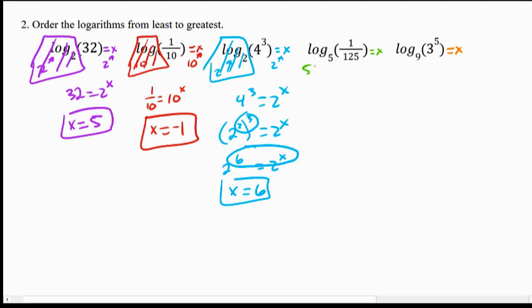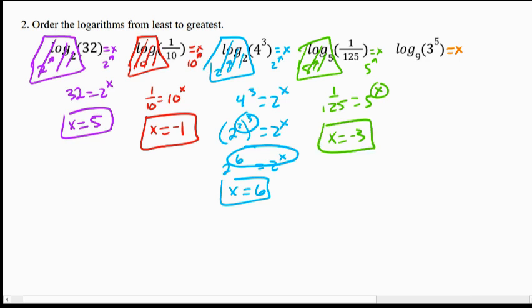Next one here, raise both sides with a base of 5. 1 over 125 equals 5 to the power of x. Now I need to know not only is it negative because it takes the reciprocal, but it also is to the power of 3 because 5 times 5 times 5 is 125. So in this case here, x is equal to -3.